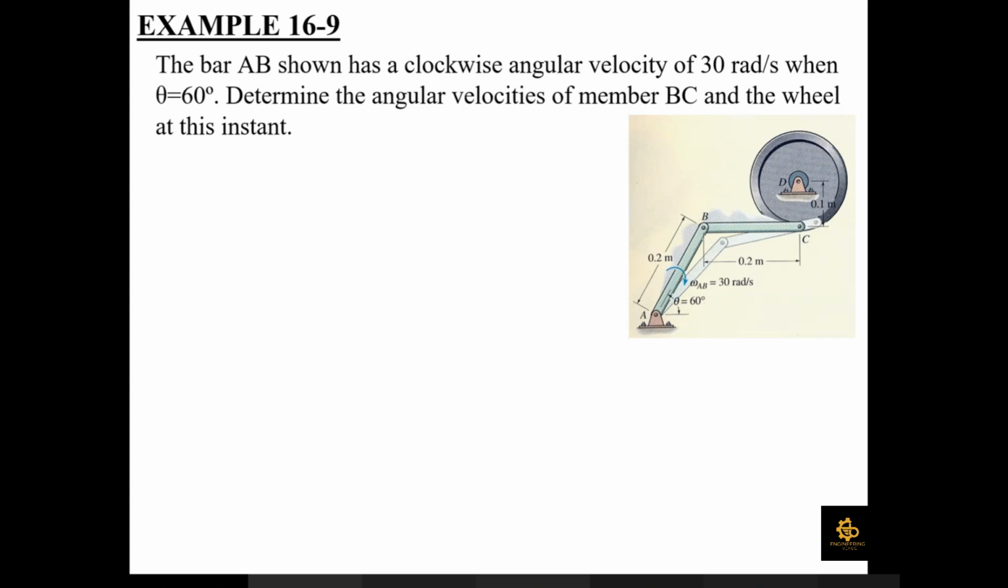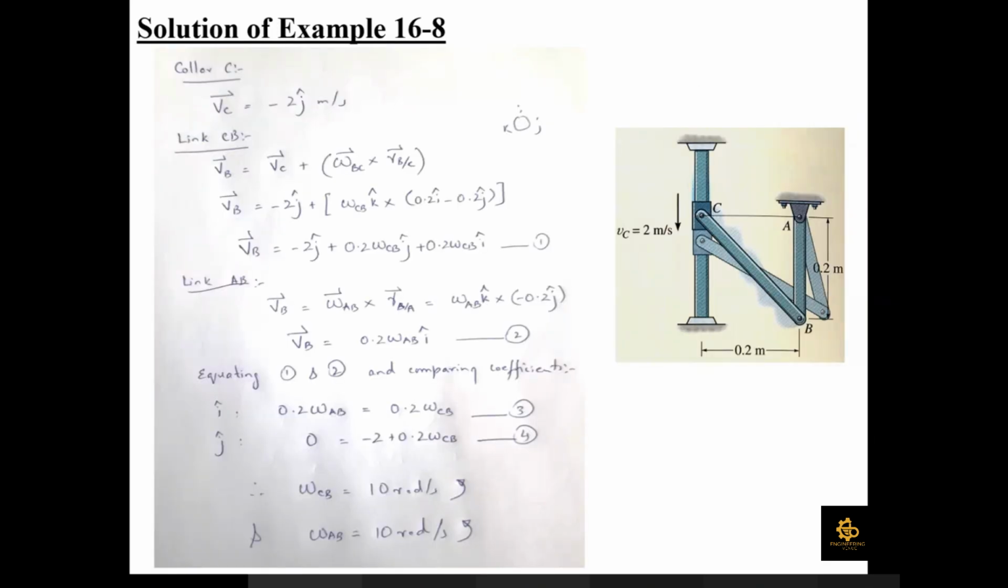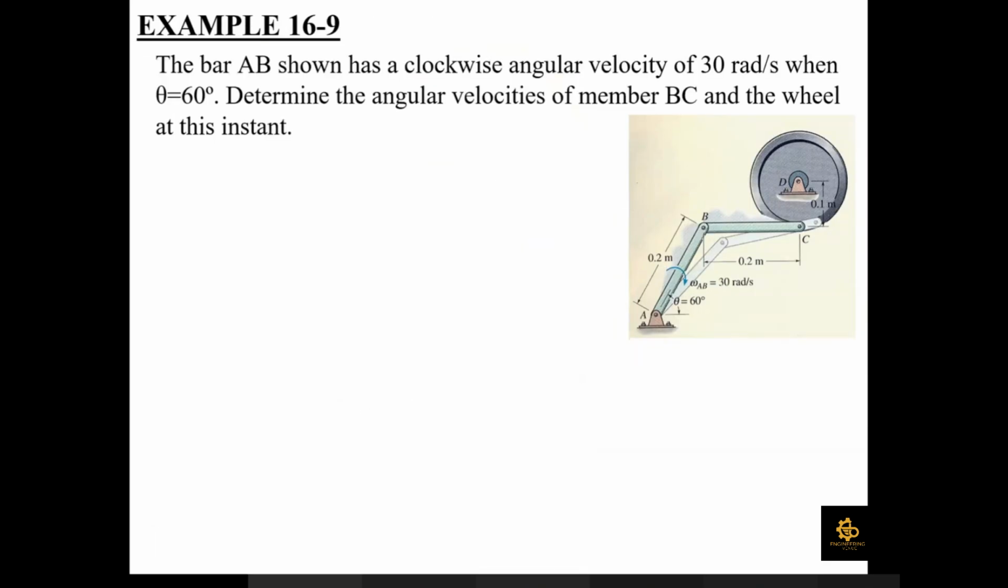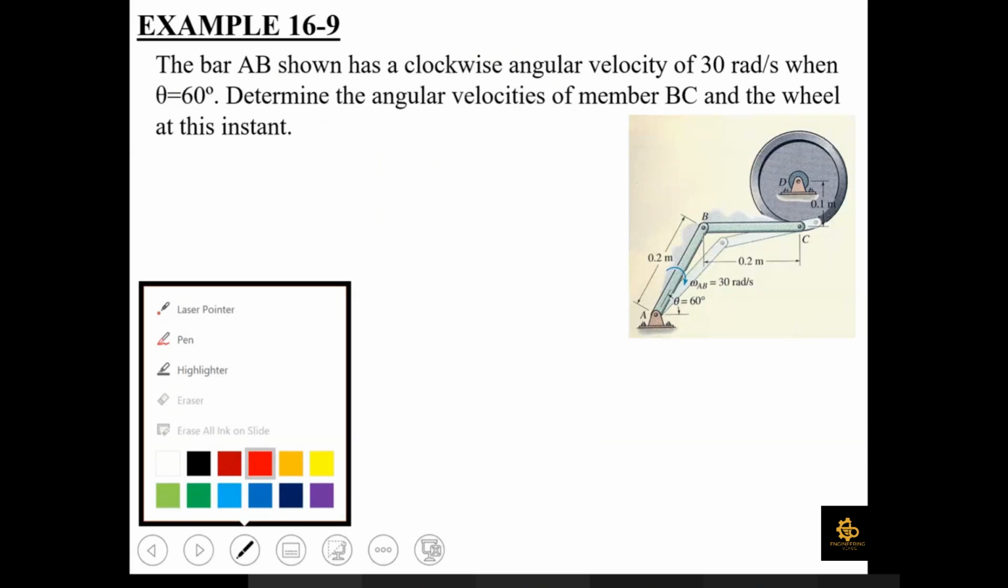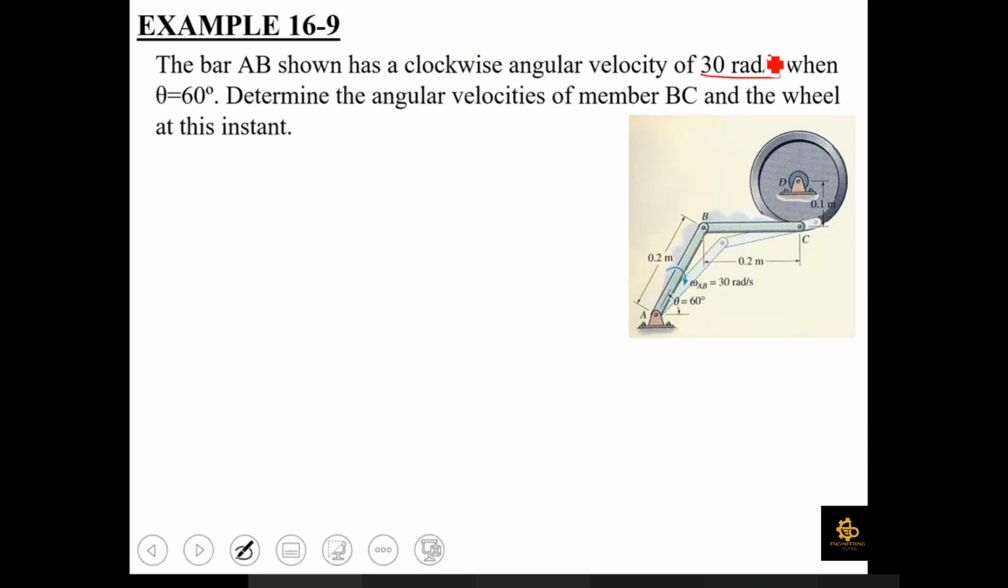Okay, now reading the statement of the problem, the link AB shown has a clockwise angular velocity of 30 radians per second. So it is given to you that this link AB is rotating in a clockwise direction at 30 radians per second. So अब चूंकि given है 30 radians per second clockwise, so अब आप assumption पे नहीं जाएंगे और इसको 30k नहीं लिखेंगे, बल्कि जब आप अप्लाई कर रहे होंगे तो इसके correct direction में -30k के तौर पे आप इसको अपनी equation में लिख रहे होंगे.